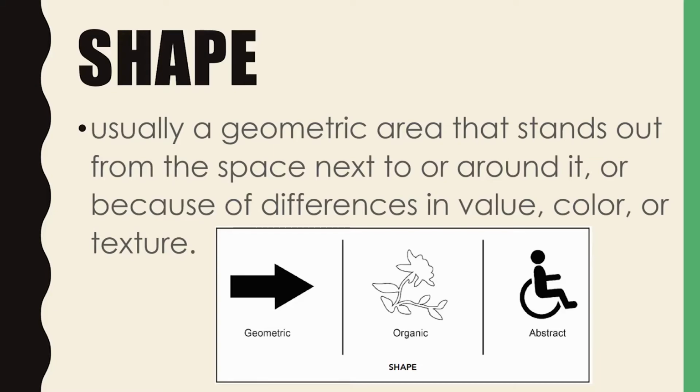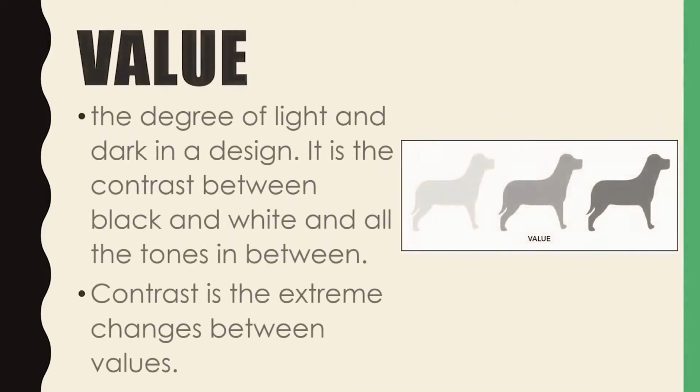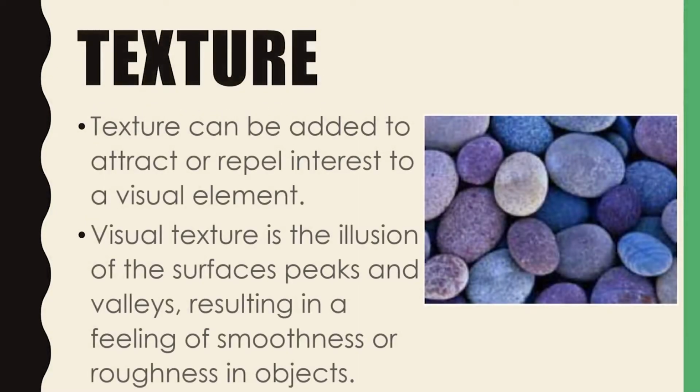Next one would be value. Value is the degree of light and dark in a design. It is the contrast between black and white and all the tones in between. Contrast is the extreme changes between values. Next, texture. Texture can be added to attract or repel interest in a visual element. Visual texture is the illusion of the surfaces, peaks, and valleys, resulting in a feeling of smoothness or roughness between objects.